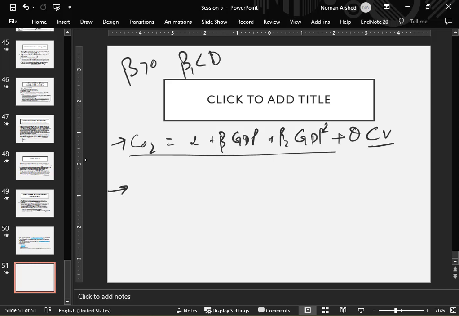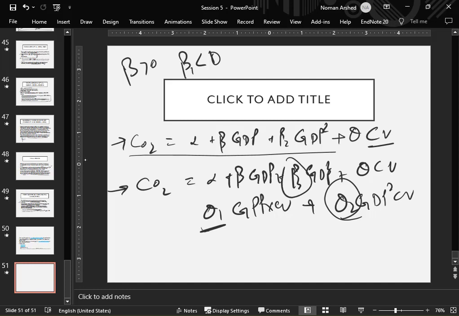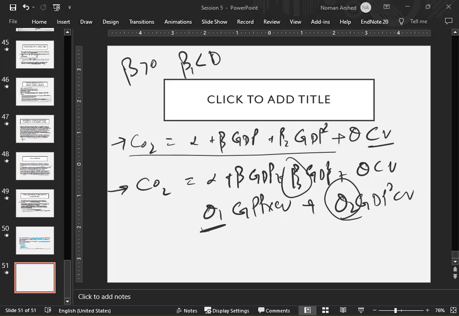The second generation people used is alpha plus beta GDP plus beta 2 GDP square plus theta CV (control variable) plus theta 1 GDP times CV plus theta 2 GDP square times CV. So what they try to do is, can theta make beta positive? Because it will be added when the CV is solved, and can this theta 2 be negative enough to make beta 3 negative, so that it will tend to make it downward.